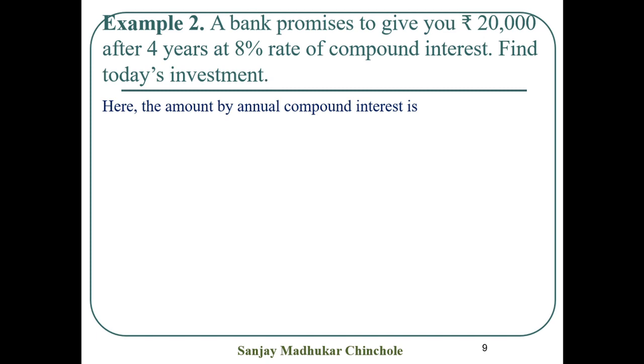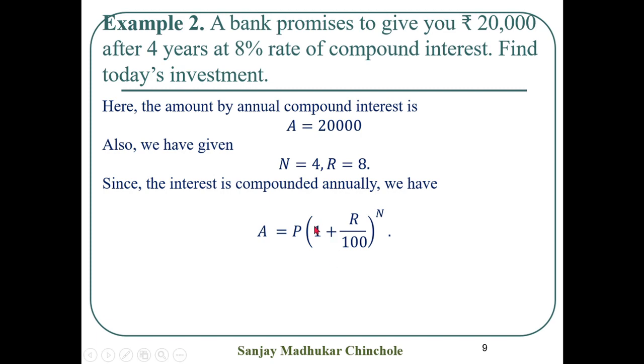And as we know, the amount by annual compound interest is given by A is equal to P into bracket 1 plus R upon 100 bracket to the power n, where A is equal to 20,000 given, n is equal to number of years is given to be 4, R is the rate of compound interest, percent per annum, is given to be 8.